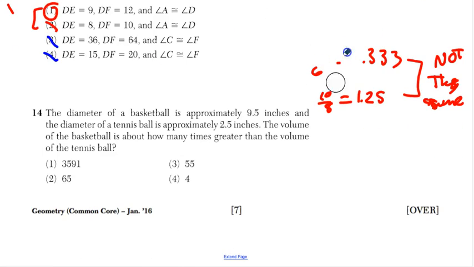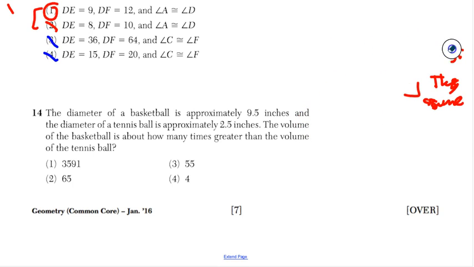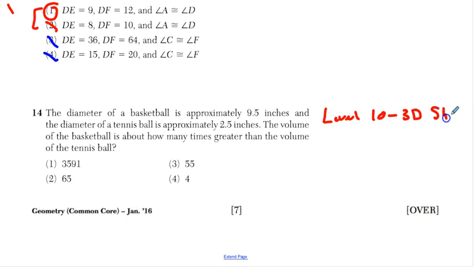Okay, next one. Question number 14. The diameter of a basketball is approximately 9.5 inches. And the diameter of a tennis ball is approximately 2.5 inches. The volume of the basketball is about how many times greater than the volume of the tennis ball? All right, so what we should start off by doing is finding the volume of both of these. So this is obviously a level 10 question where we learned about 3D shapes.